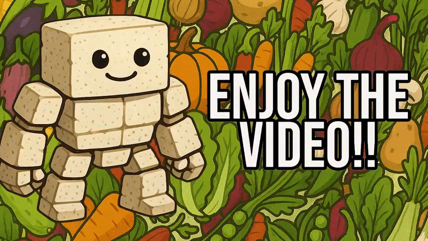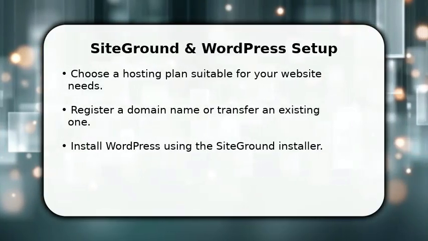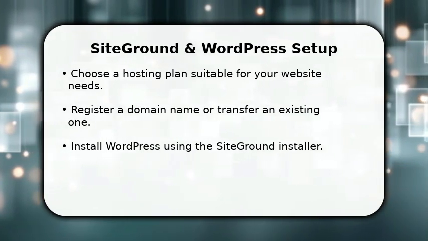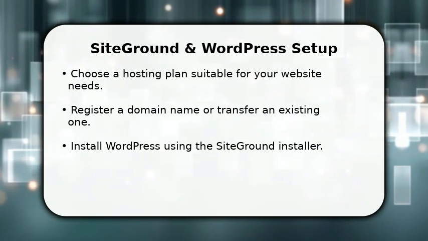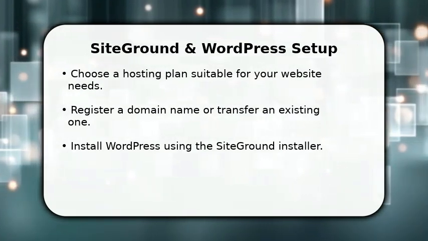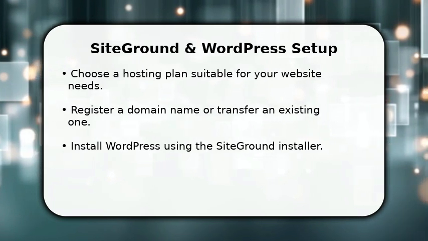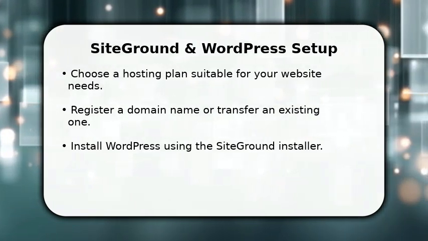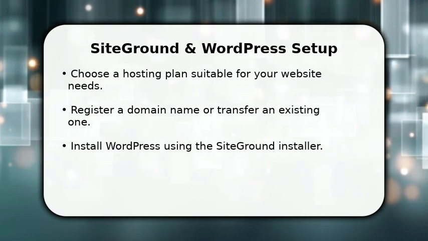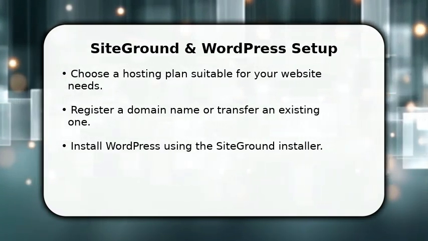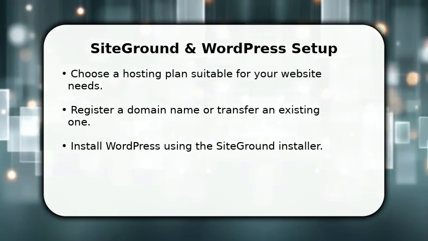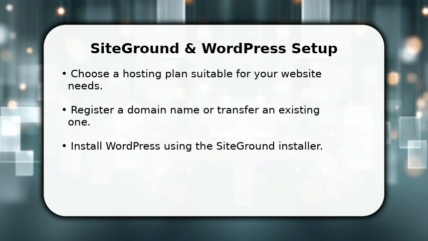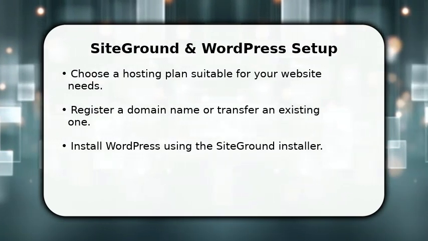Please enjoy the video. In this video, I will explain how to use SiteGround with WordPress. First, choose a hosting plan that fits your website's needs, whether it's a small blog or a growing e-commerce store. Next, register a new domain name directly through SiteGround or easily transfer an existing one. Finally, use SiteGround's intuitive WordPress installer to get your site up and running in just a few clicks.